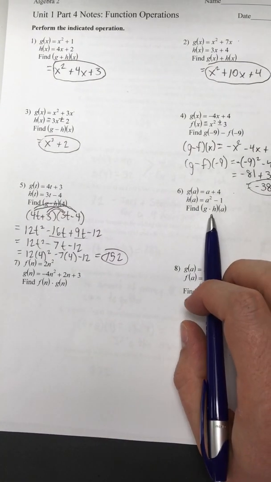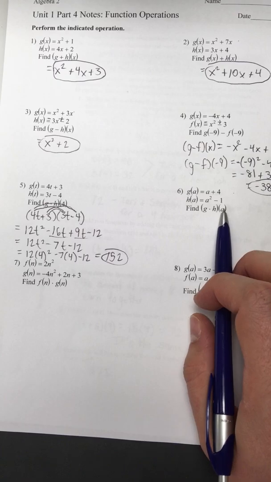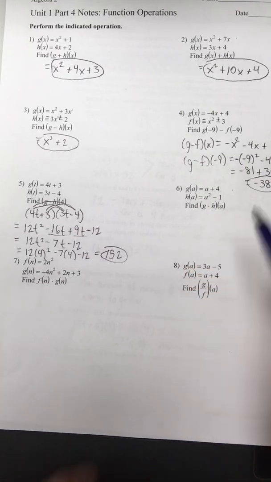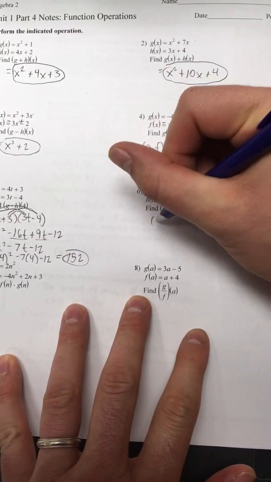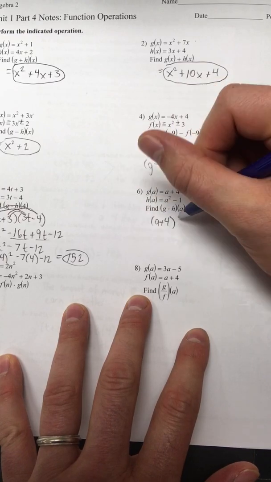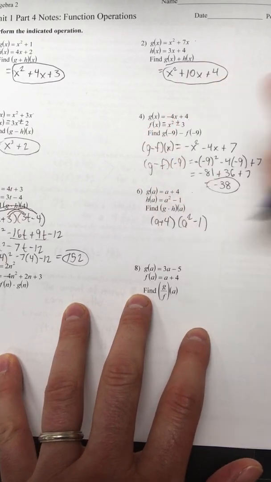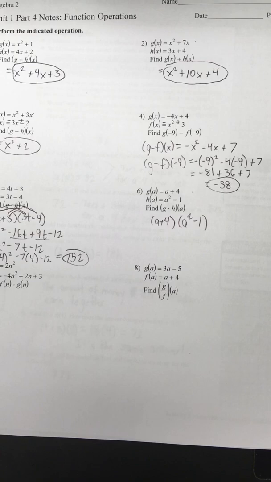3 more. Number 6. G times H, nothing to plug in this time, so I'm just multiplying these out. I'm just working out a plus 4 times a squared minus 1. I want you to pause the video now. You try that one. Did you do it? I hope you did.